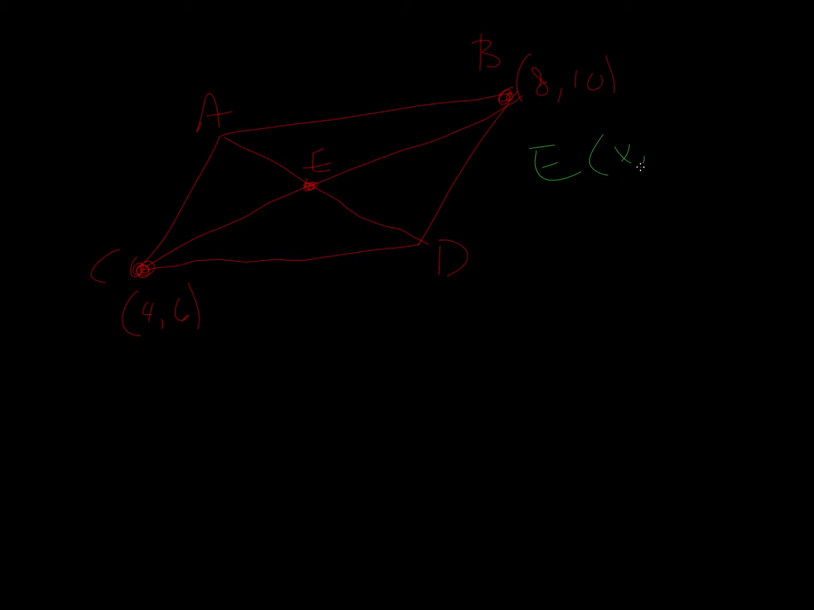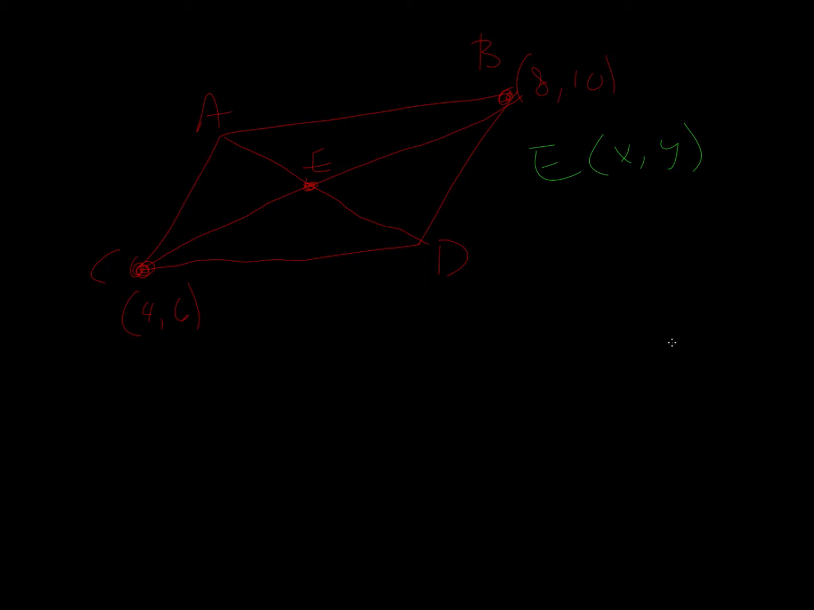and we know this point is 4, 6. We know this point is 8, 10. And then the diagonals are drawn, and where they cross is point E. I guess we'll just name all these A, B, C, D. Okay, so that's the info we know, and we want to know the coordinates of E. So E is x, y, and we want to know what those values are.